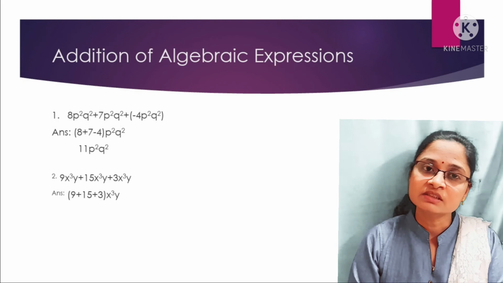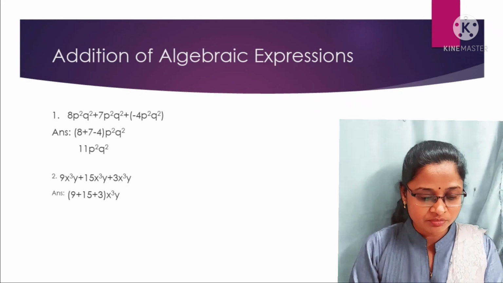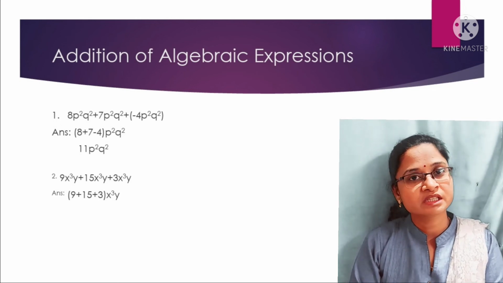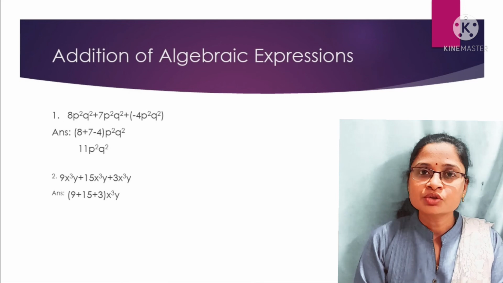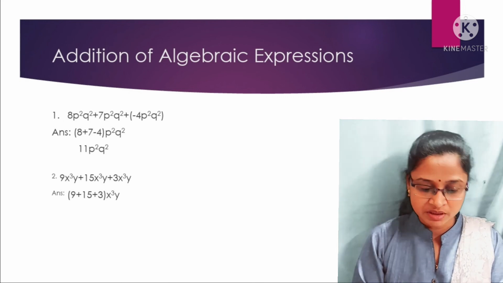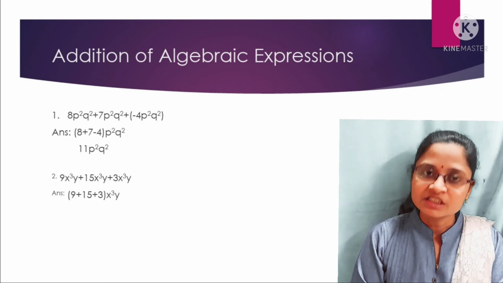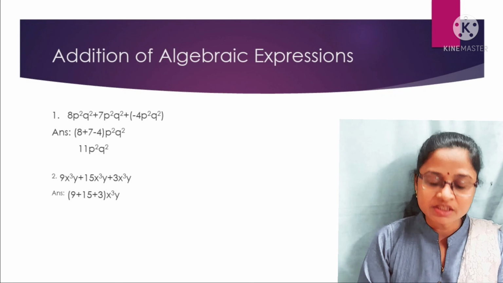Now we will see the second example: 9x cube y plus 15x cube y plus 3x cube y. See here again, in this case 3 terms are there. Okay, so we will separate out the coefficients 9 plus 15 plus 3 and the algebraic factor x cube y. So its final answer is 27x cube y.